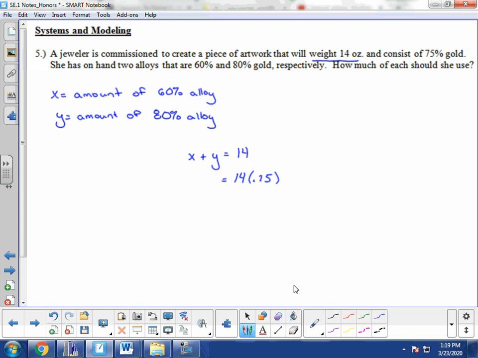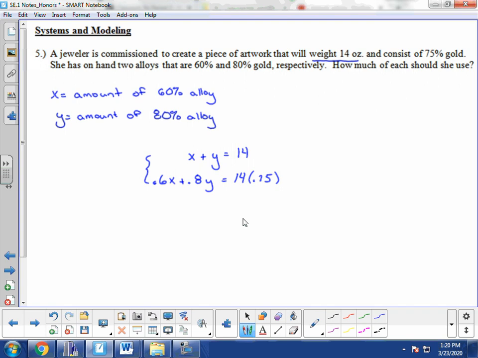Well, how do we get that weight of gold from the 60% and 80% alloys? Well, 60% as a decimal is 0.6. So 0.6 of x and 0.8 of y have to add together to give us this expression right here, 14 times 0.75. So now, here's our system. A couple different ways we can solve this. You could use substitution. I'm going to go ahead and use elimination.